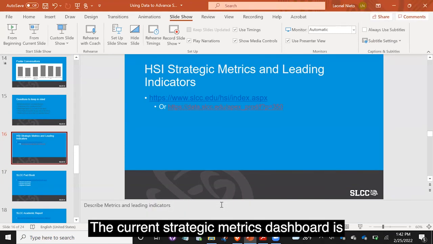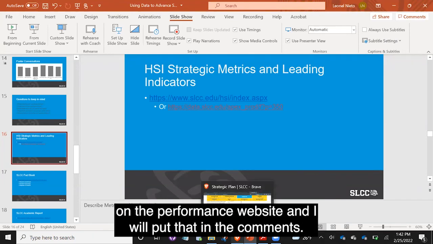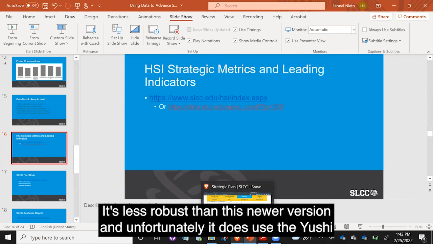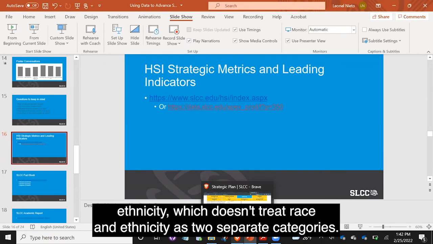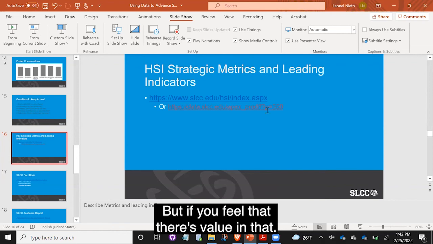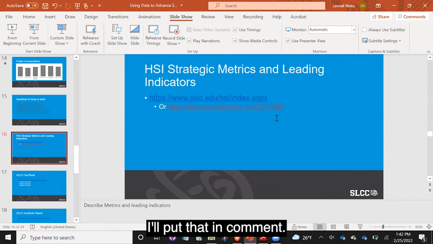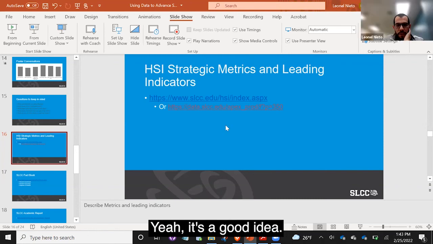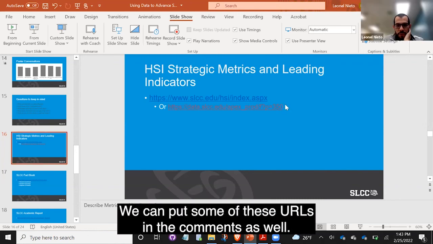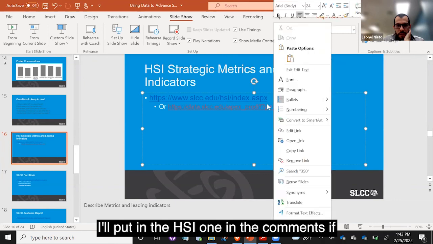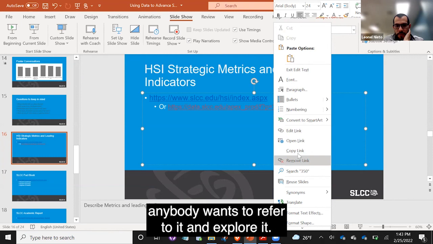The current strategic goal metrics dashboard is on the performance website, and I will put that in the comments. It's less robust than this newer version. And unfortunately, it does use the IPEDS ethnicity, which doesn't treat race and ethnicity as two separate categories. But if you feel that there's value in that, I'll put that in the comment. Yeah, it's a good idea. We can put some of these URLs in the comments as well. I'll put in the HSI one in the comments if anybody wants to refer to it and explore it.